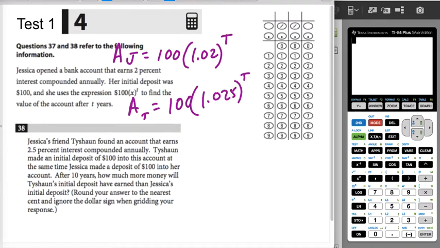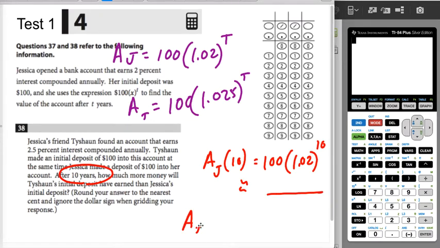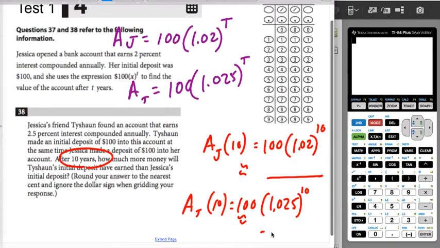So if we want to know after 10 years, basically I need to find out the amount that Jess has after 10 years. Well, that's going to be 100 times 1.02 to the 10th, right? And we can find that value in a sec. And if I want the amount that Tyshawn has after 10 years, that's going to be 100 times 1.025 to the 10th, and I can find that out. And I'm just going to type both of those in my calculator.